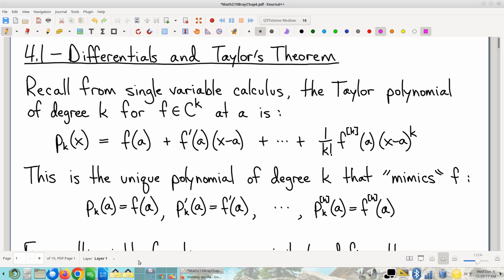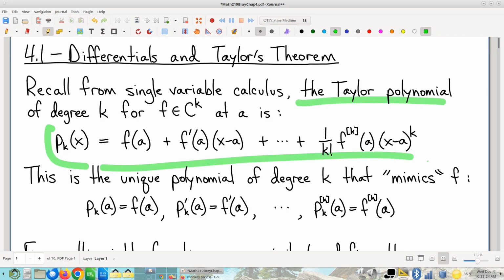Okay, so a reminder of single variable calculus. You all remember the Taylor polynomial. Let me do this better. Taylor polynomial, this thing right here. Good for a lot of things, right? Now, what defines the Taylor polynomial?